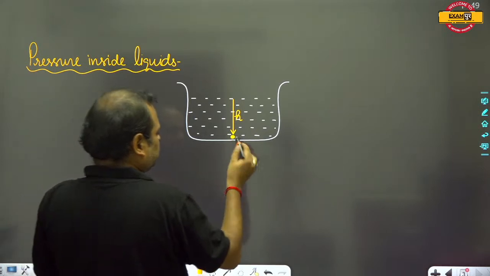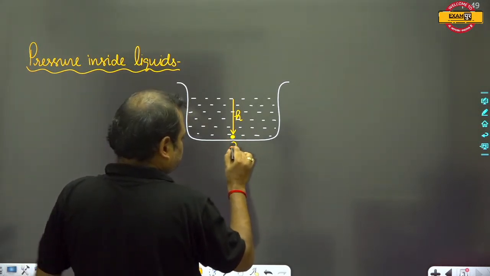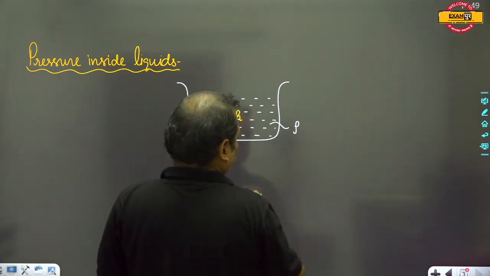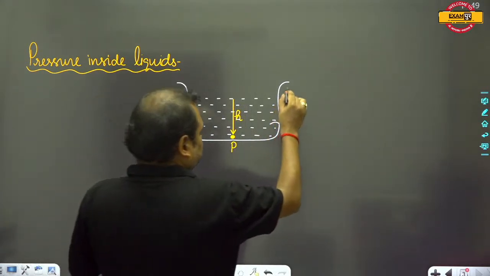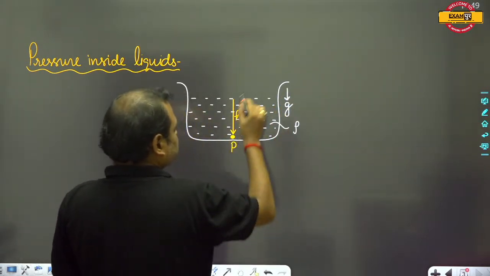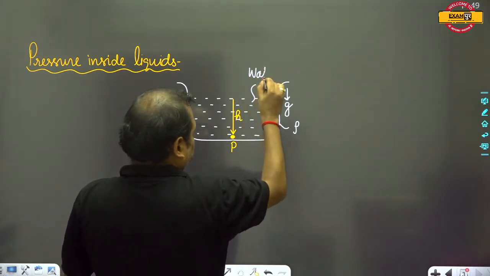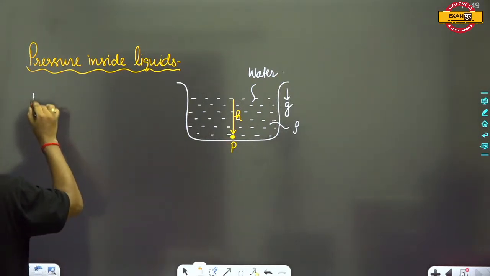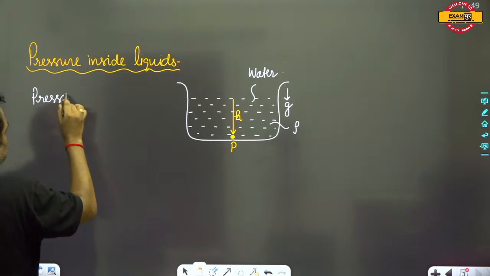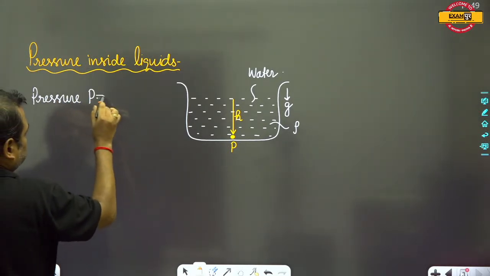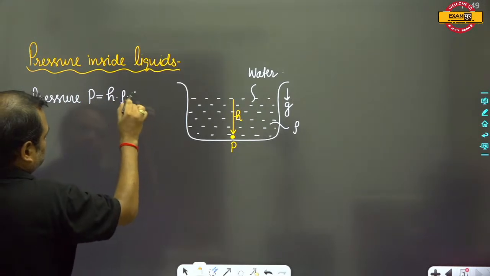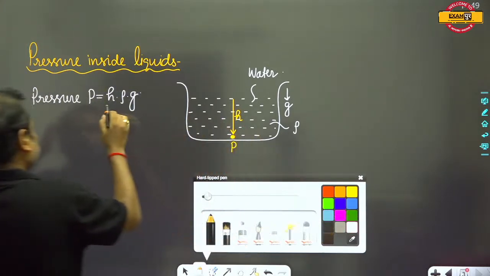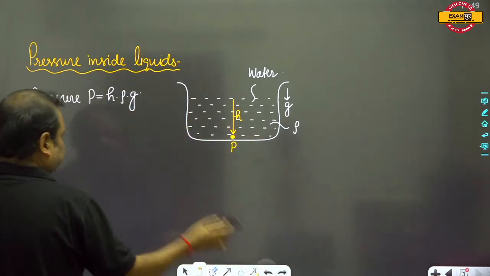The pressure at this point will be P. Suppose that the density of the water is rho, and the gravity present at this place is g. Then the pressure at this point will be written as pressure P equals h rho g. Okay, so this h is the depth.